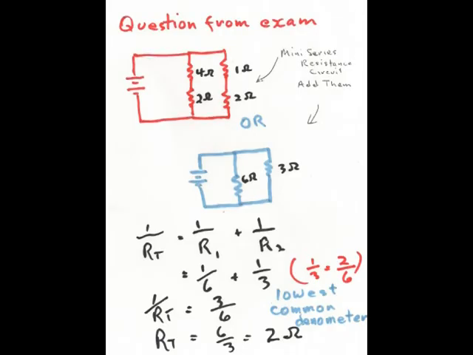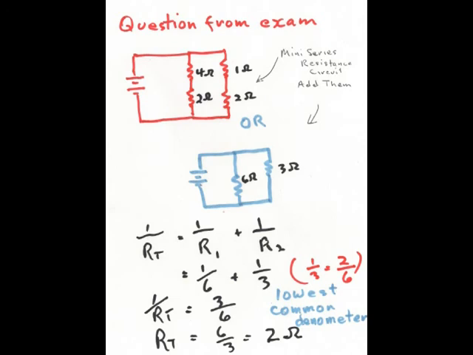So here we have a question from an exam, and it's a little more complex, but not really. You have a parallel circuit in red there, but it's got 2 resistors in each of the parallel branches, and they are little mini series circuits, as I said, but because they're in series, you just add them together, and then we have 6 ohms on one branch and 3 ohms on the other. Now if we want to find the total resistance, again you've got to use the inverse formula: 1 over RT equals 1 over R1 plus 1 over R2.